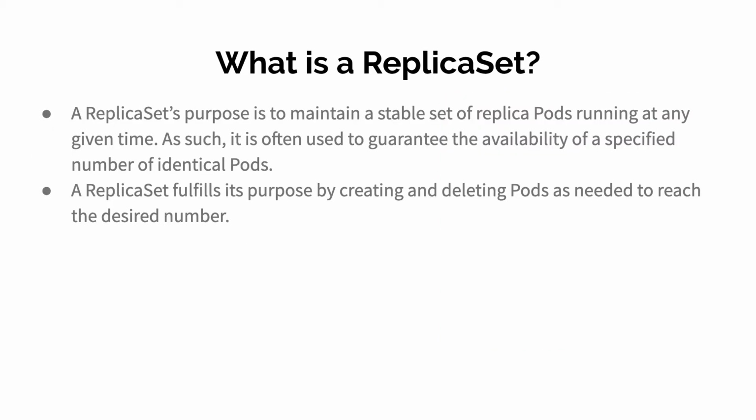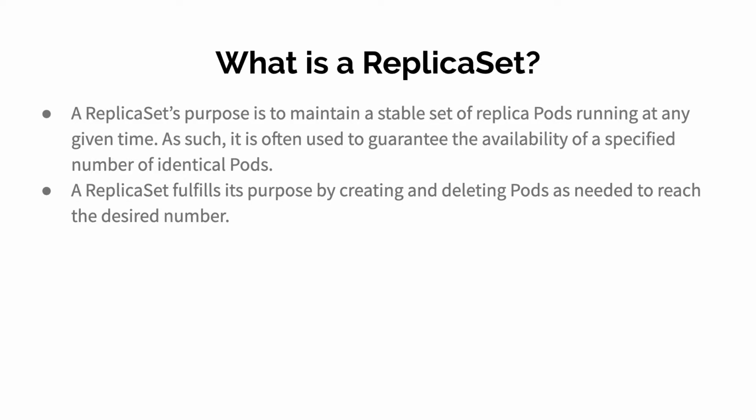So let's get started. What is a replica set? A replica set is the object which manages the replicas of a running pod at a given time, and it guarantees the availability of the number of pods or replicas of a pod that you have specified, right? And the replica set fulfills that purpose by creating or deleting pods, right?